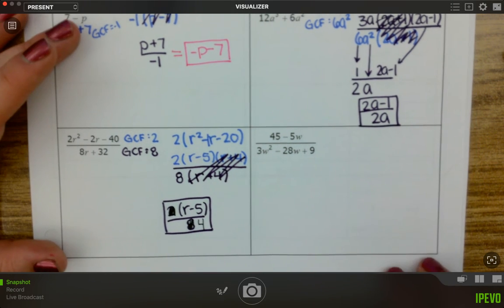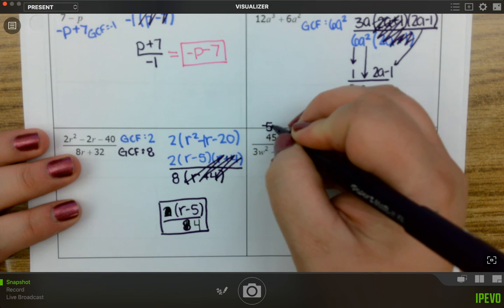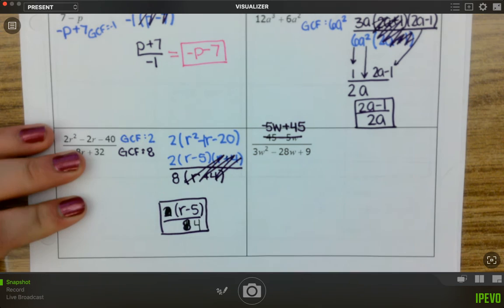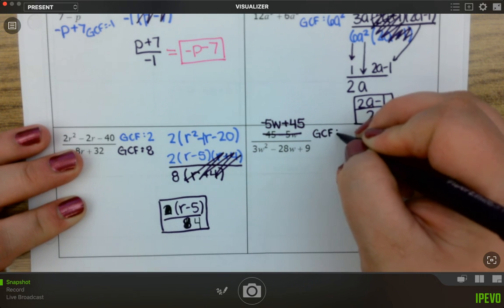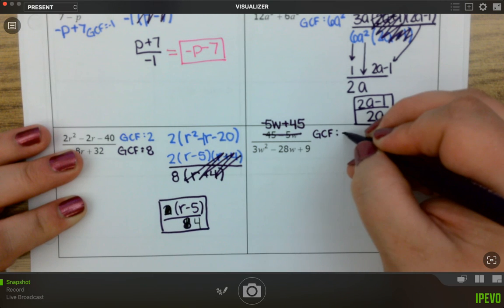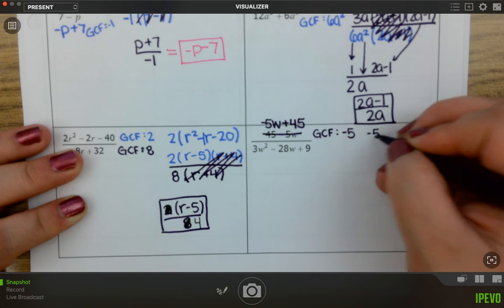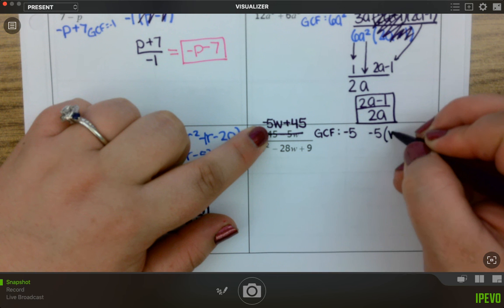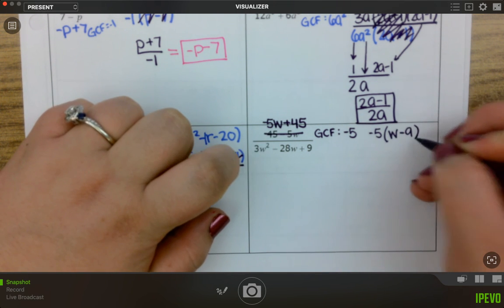All right, one more on this side. 45 minus 5w. It's written in the wrong order, so I've got to fix it. So negative 5w plus 45. And then I need to take out a GCF. I can divide those both by 5, but since the w is negative, I want to divide them both by negative 5. So negative 5w divided by negative 5 is just w. 45 divided by negative 5 is negative 9.